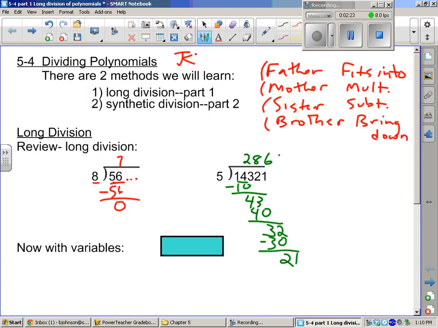Subtract, get a 2. Bring down the 1. 5 into 21 goes 4. 4 times 5 is 20. Subtract, nothing else to bring down. That's called a remainder. So we put remainder 1. That's the leftover stuff. Right.